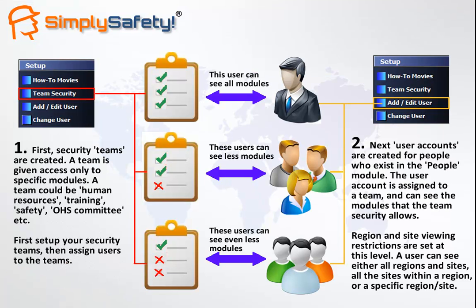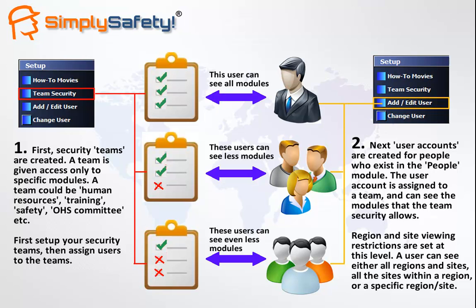In this movie, we're going to look at two modules, the Team Security module and the Add Edit User module. These modules work together. First, security teams are created. A team is given access only to specific modules. A team could be human resources, training, safety, OHS committee, etc. First, set up your security teams, then assign users to the teams.